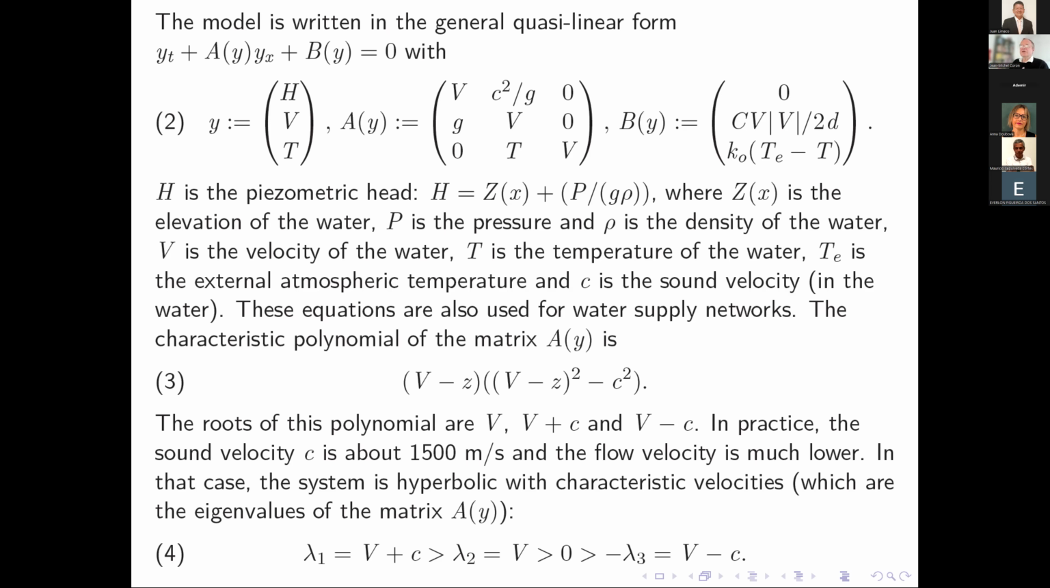One is v plus c, and c is the velocity of the sound inside the water, so v is very small compared to c, in fact. Lambda 1 is positive, lambda 2 is v also, and lambda 3, because it's negative, is v minus c, where you see v minus c is negative because c is much larger than v.